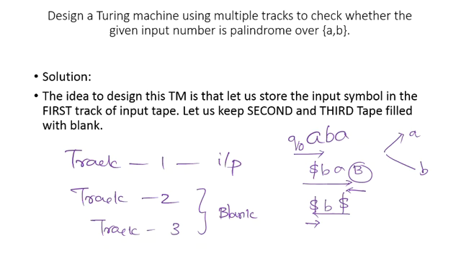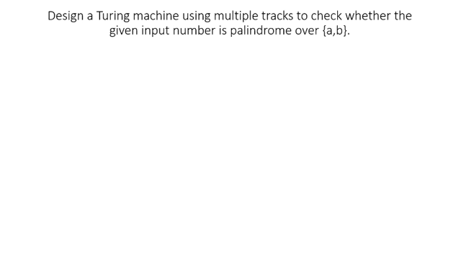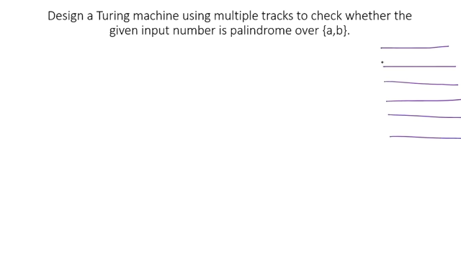So let us see how it is done with multiple tracks. Let us have three tracks. So I am going to draw like this. Let me have A, B, B, A. So this is track 1, this is track 2, and this is track 3. Initially all of this is filled up with the blank symbol.